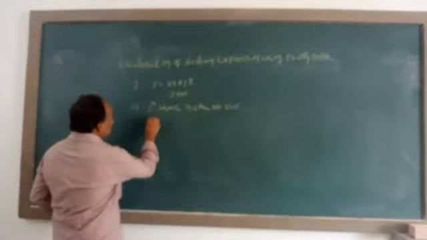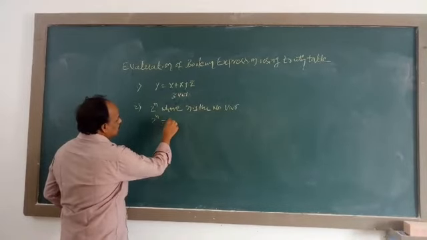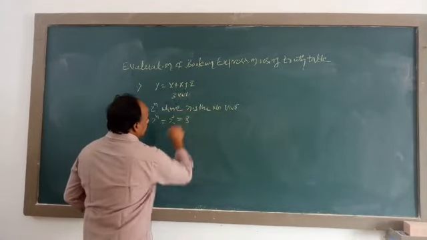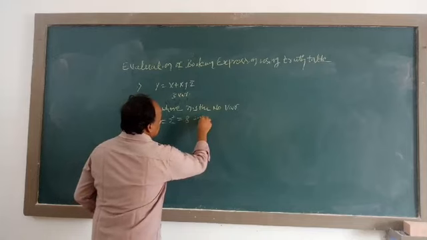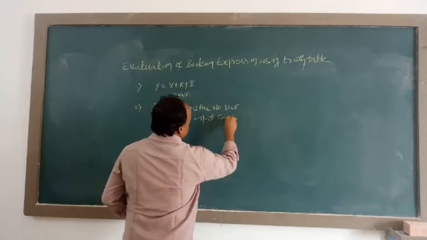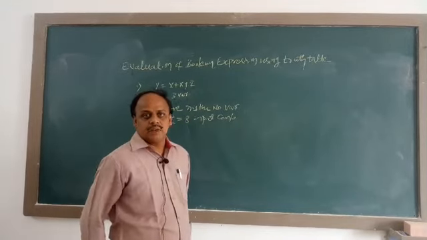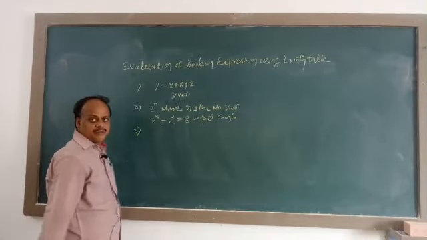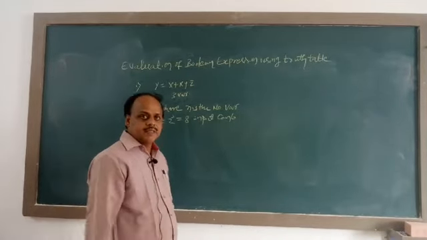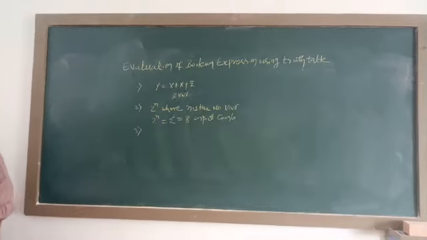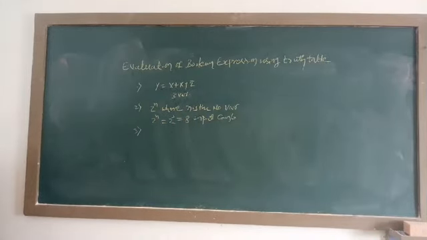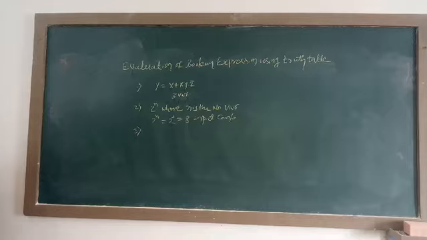Means 2 power n is equal to 2 power 3 is equal to 8 input combinations are there in the truth table. Like that. And third point, after finding the number of input combinations, what we have to do is write the truth table with the possible input combinations and perform the given logical operations one by one.